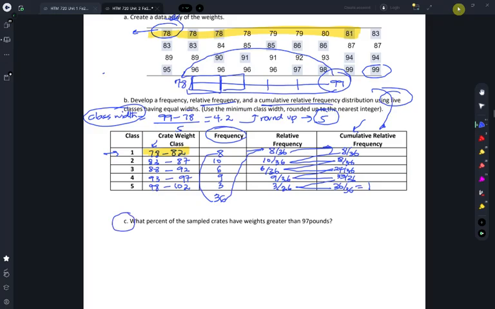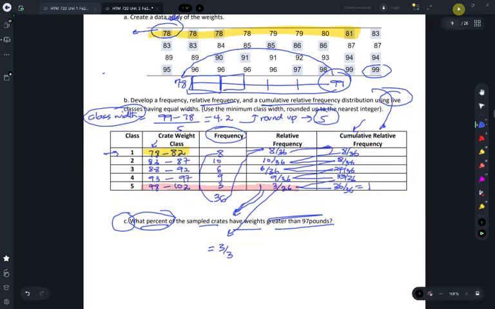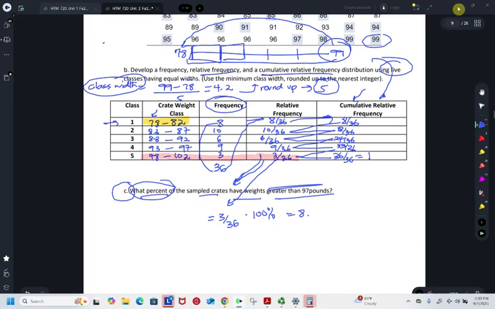And we can begin to extract insights from that data and answer business questions. For example, what percentage of sampled crates have weights greater than 97 pounds? We're interested in the percentage. We can quickly go to this, and that tells us that about 3 out of 36 multiplied by 100%, which represents 8.33% of the sampled crates weigh greater than 97 pounds.